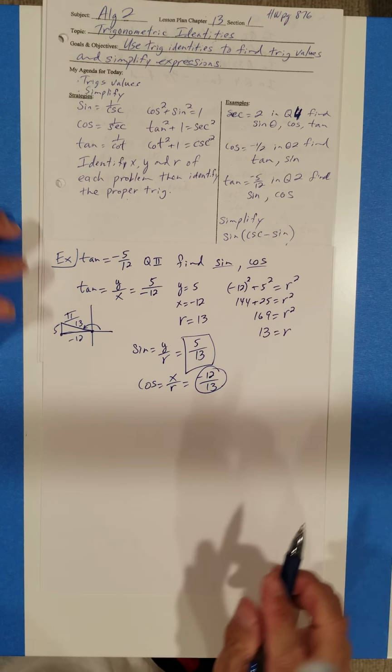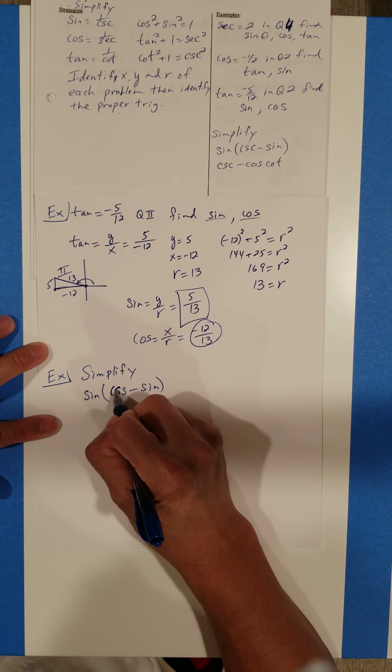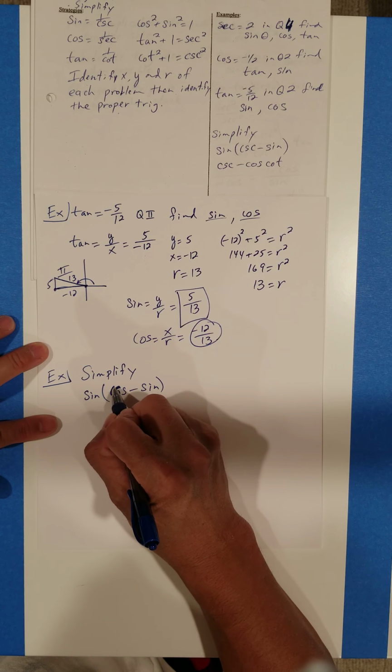And then there's two examples where we're not doing that. We're gonna simplify these trig expressions. Sine times cosecant minus sine. They want us to simplify this, make it look better. Simplify as much as you can. Sine times cosecant minus sine. If you remember, cosecant is 1 over sine. So really it's sine, parentheses, 1 over sine, minus sine.